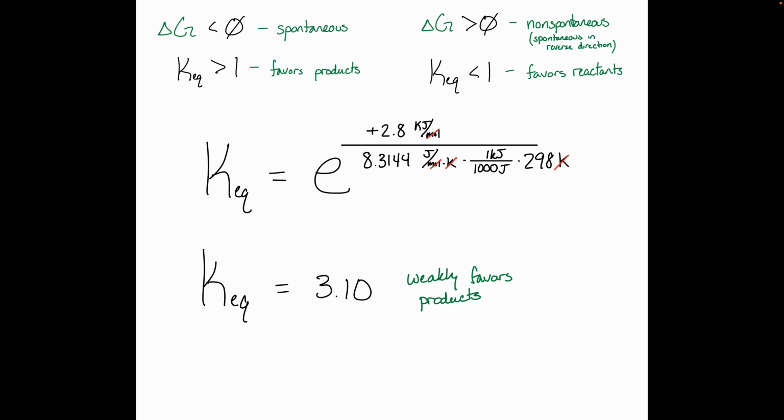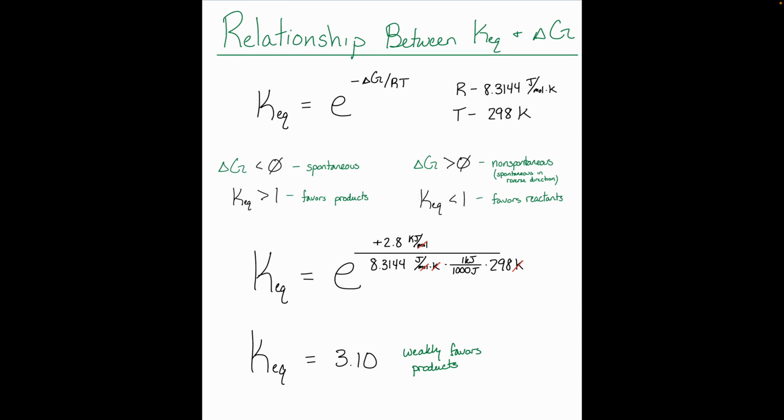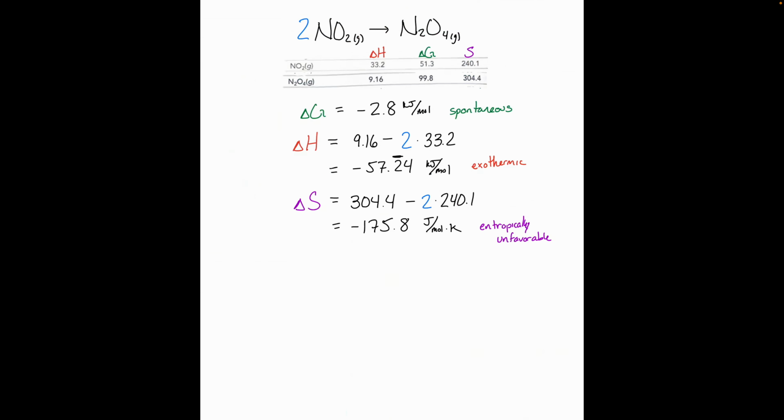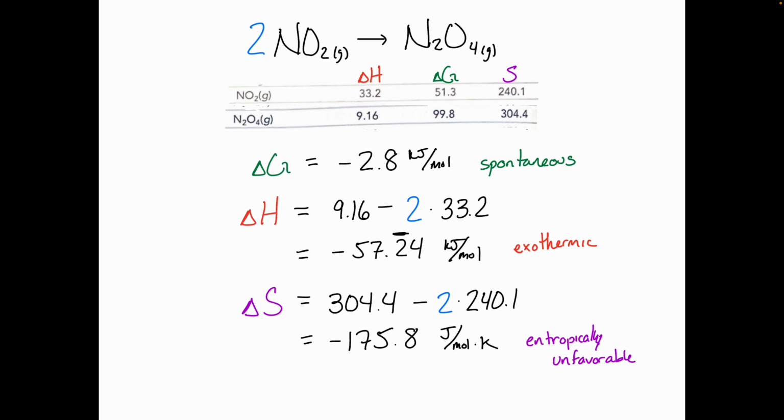All right, so we have this relationship between our equilibrium constant and our new thermodynamic variable, our delta G of our reaction. They're linked together through this equation here. All right, let's go back to our example here of our dinitrogen tetraoxide and these 3 thermodynamic variables that we solve for.